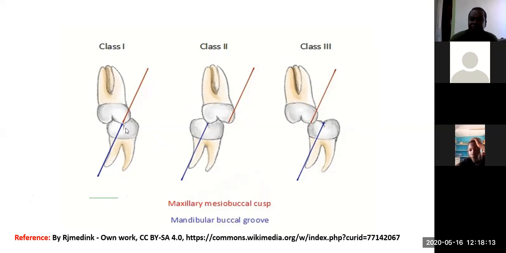While class one, which is a normal relationship, is when the mesiobuccal cusp of the upper is biting on the groove of the first molar of the lower. This gives you a clearer picture. You can see the relationship there. That is Edward Angle's classification of malocclusion. Let's look further.